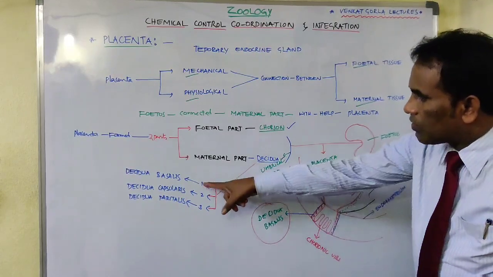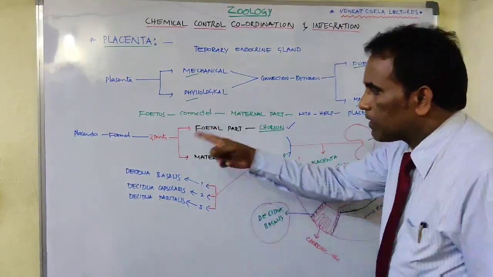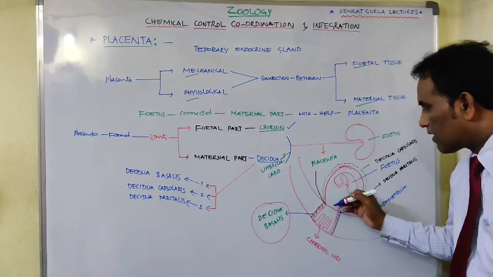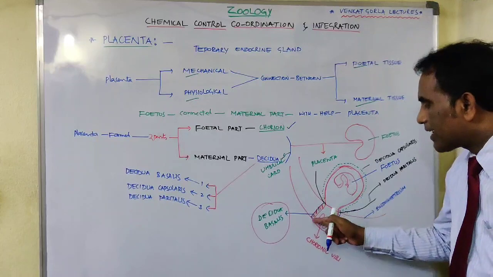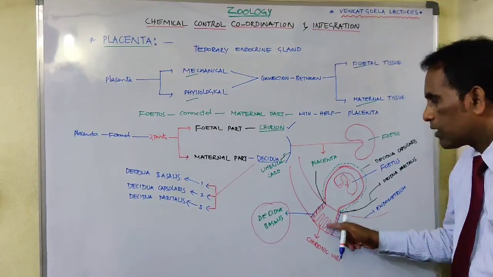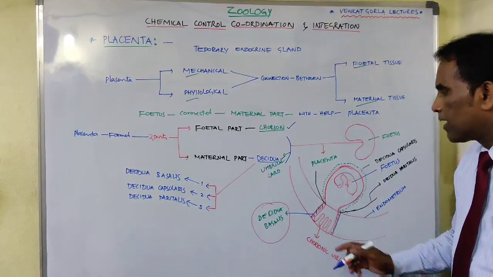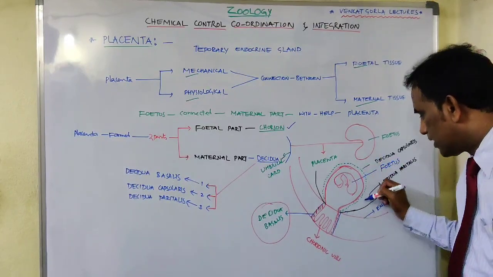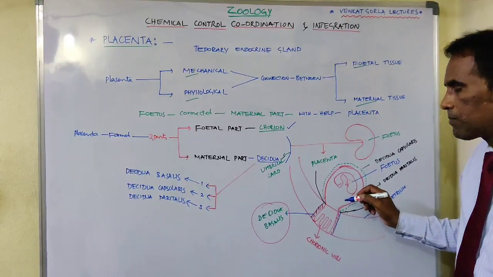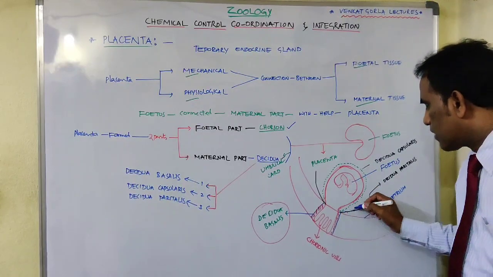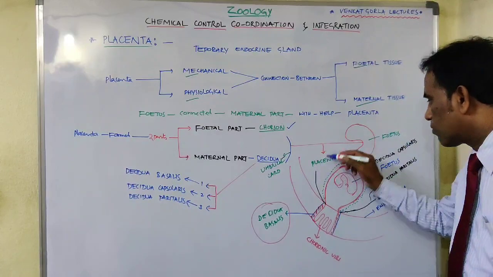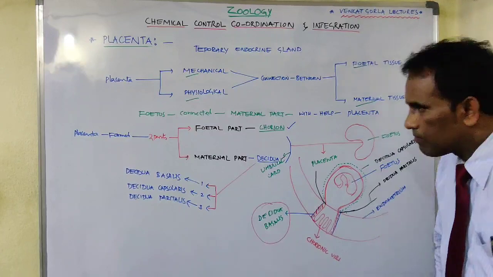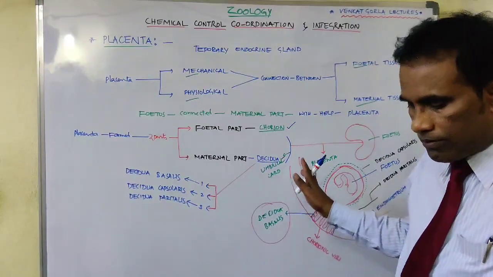So now decidua is the maternal part. This maternal part consists of three parts. Number one is decidua basalis, the place where the embryo is attached to wall of uterine endometrium. That is called decidua basalis. And other one is called decidua capsularis. This is where the embryo is covered by a tissue-like layer. And the other one, which is spread all around the extension of this embryo, is called decidua parietalis. So till then it's clear.